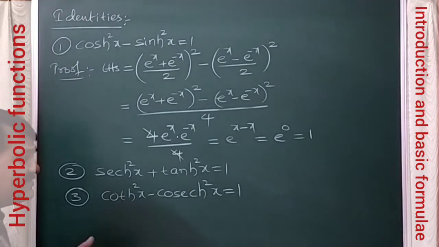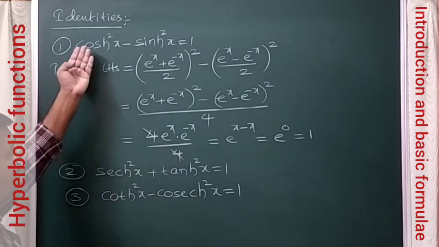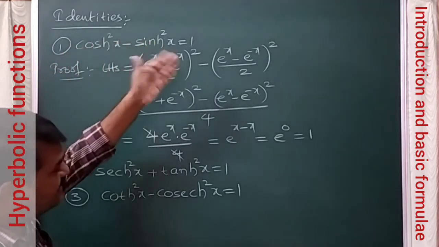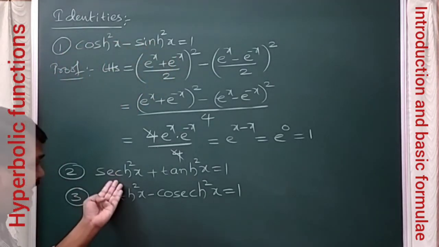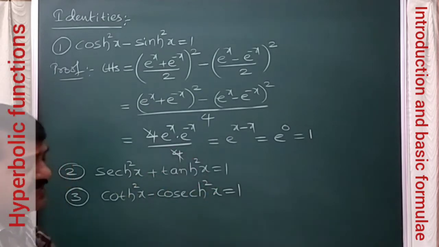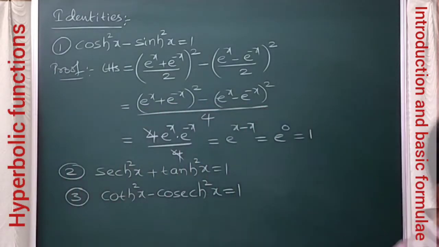Using these identities, we can derive some more conditions, like cosh squared x is 1 plus sinh squared x, and sech squared x is 1 minus tanh squared x. Different conditions we can derive like that from these identities.